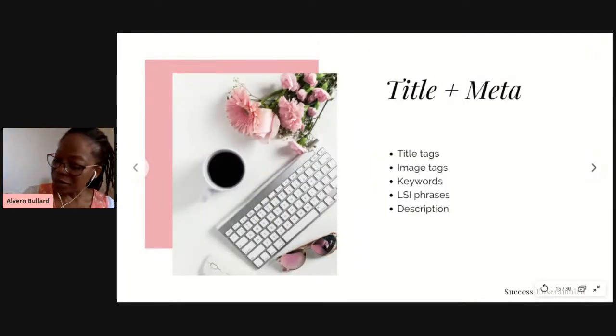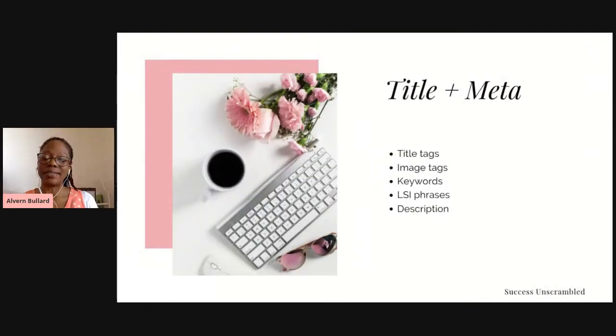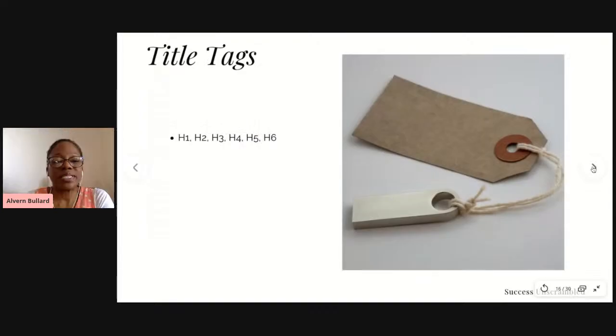Okay, now that we've finished with the user experience, we're looking at the title and meta information. So you have your title tags, your image tags, keywords, LSI phrases, and the description. And as you can imagine with title tags, just in case you've come across my videos for the first time, I did explain title tags in a whole lot of detail in another video, and I've included it in the link in the description. But the title tags are the H1, H2, H3, H4, H5, and H6 tags, especially if you're using the WordPress.org self-hosted solution.